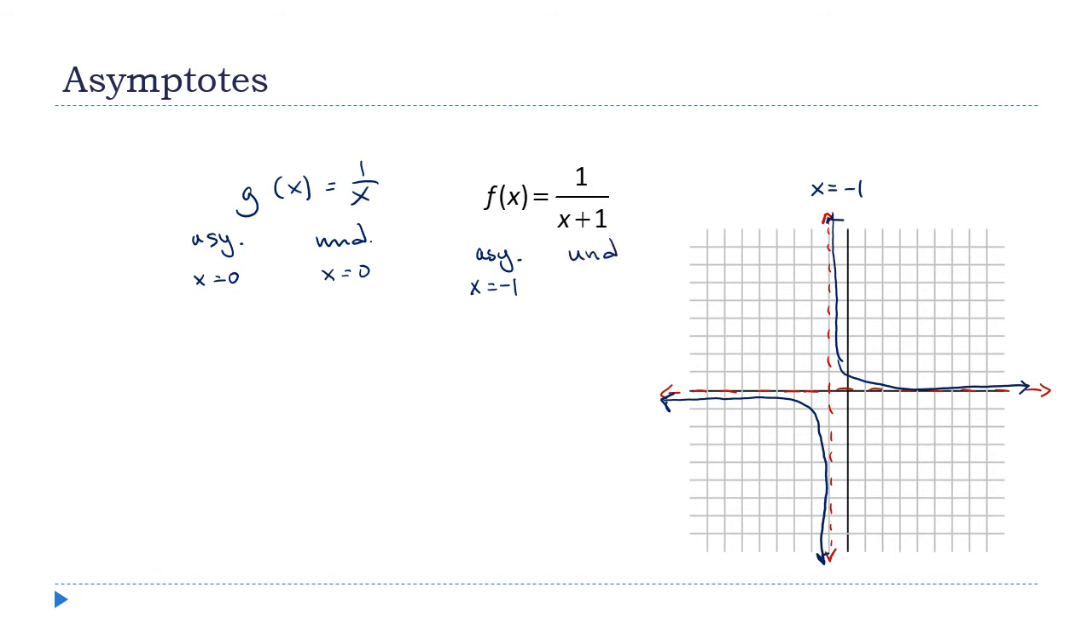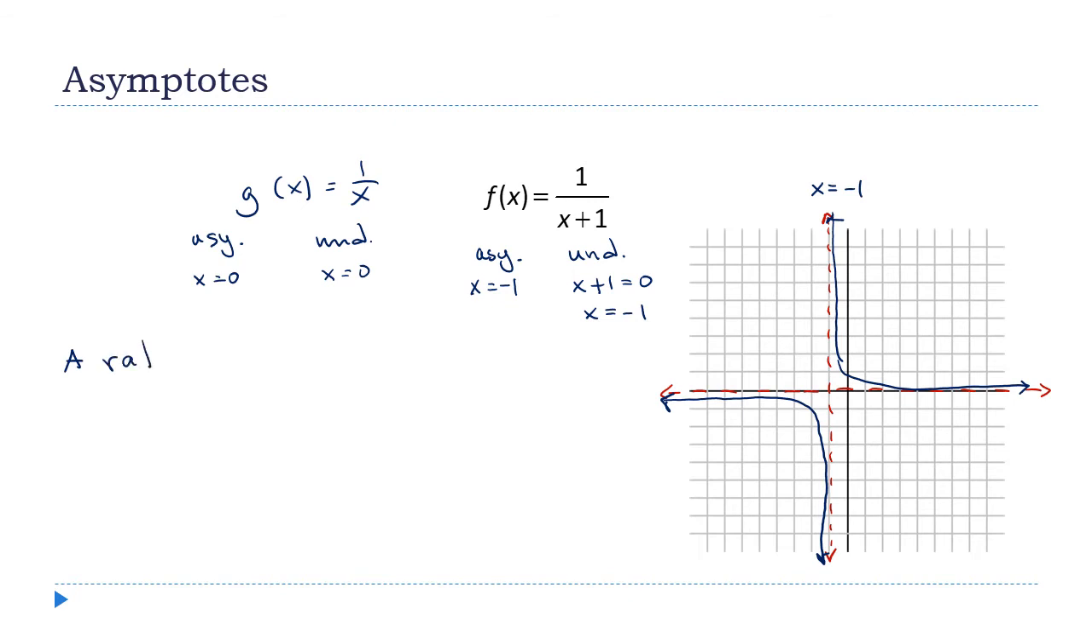And remember how we find where it's undefined? You take the denominator, set it equal to 0, and solve that equation. We get x equals -1. That's going to be our method for finding vertical asymptotes. Let me write it out here.